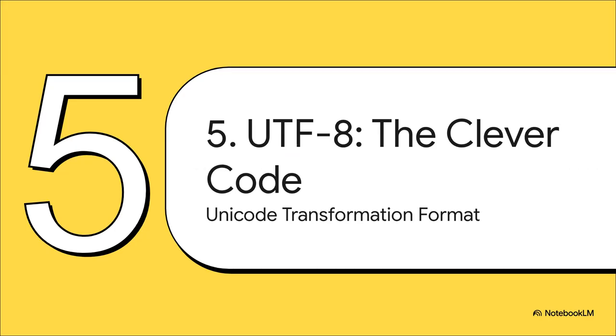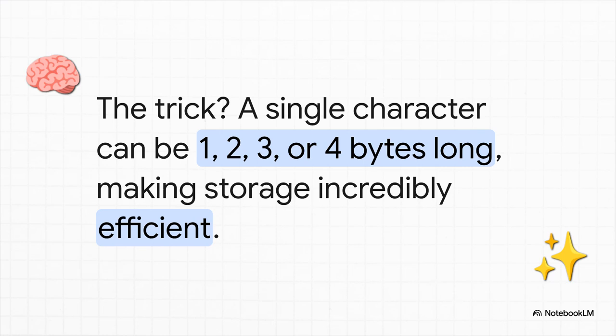But look, having this amazing dictionary is only half the puzzle, right? You still need a really efficient way to turn those 137,000 plus numbers into actual ones and zeros. And that's where UTF-8 comes in. It's the clever code that actually brought the whole Unicode dream to life. The absolute genius of UTF-8, which, by the way, was co-invented by Ken Thompson, one of the minds behind the Go programming language, is its variable width design.